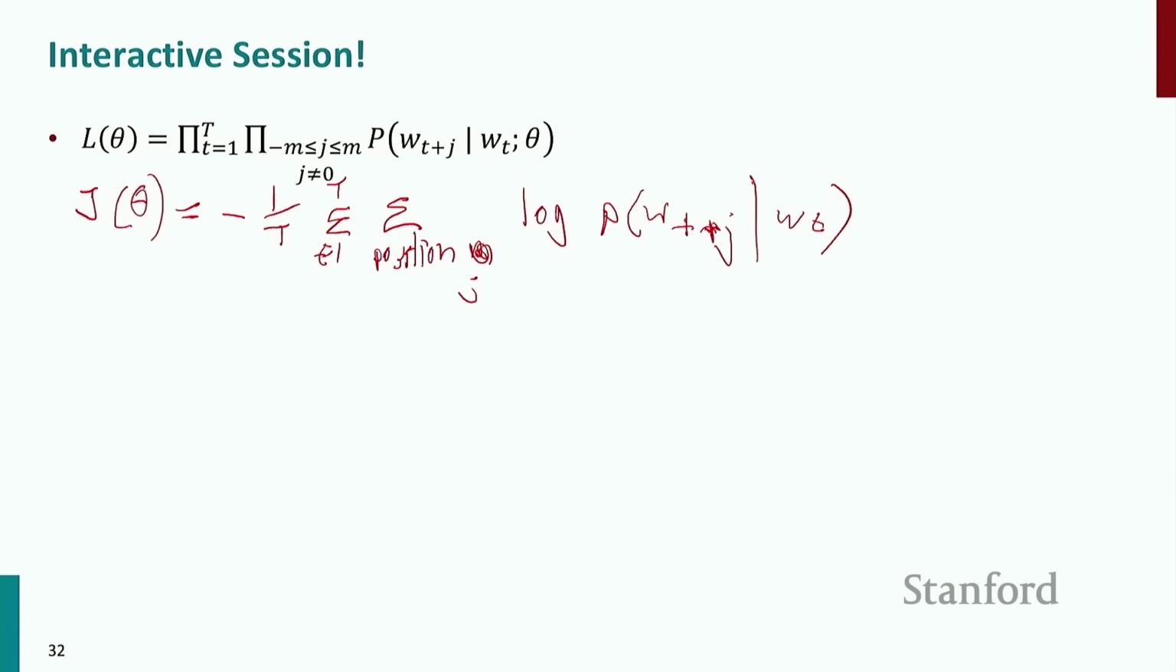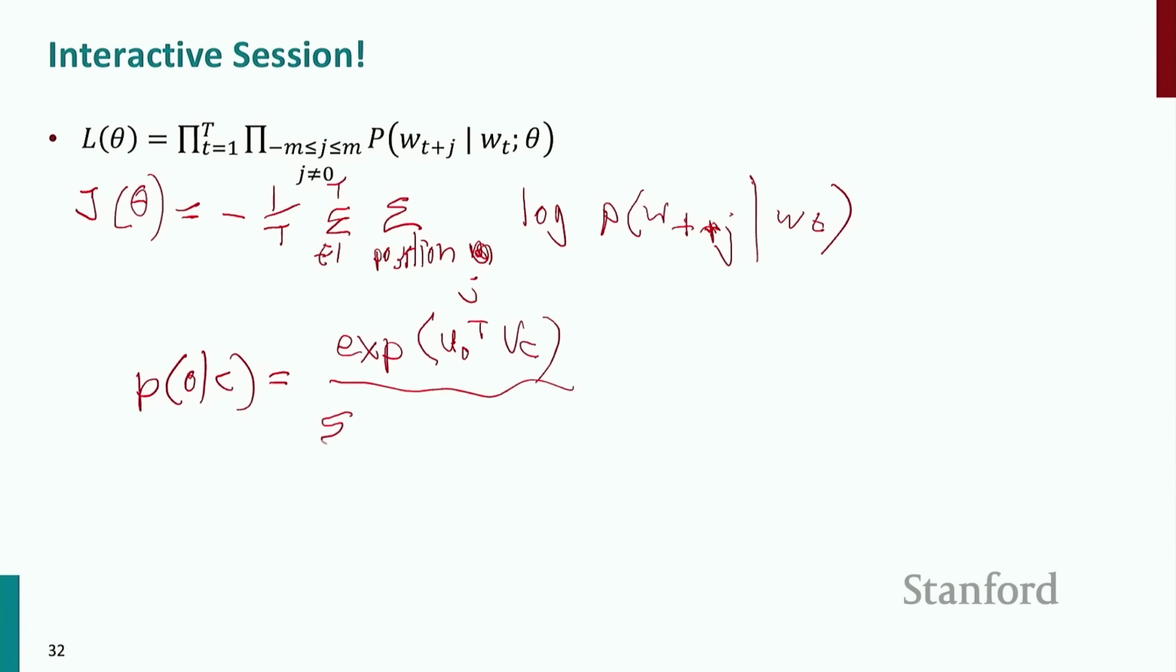Okay, and so then we had the form of what we wanted to use for the probability. The probability of an outside word given a context word was then this softmax equation, where we're taking the exp of the outside vector and the center vector over the normalization term where we sum over the vocabulary.